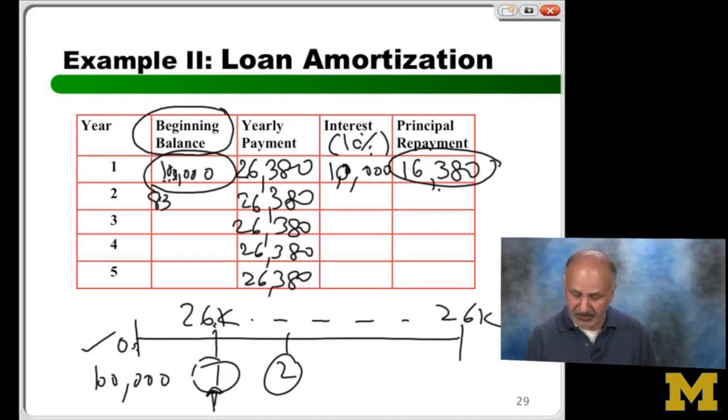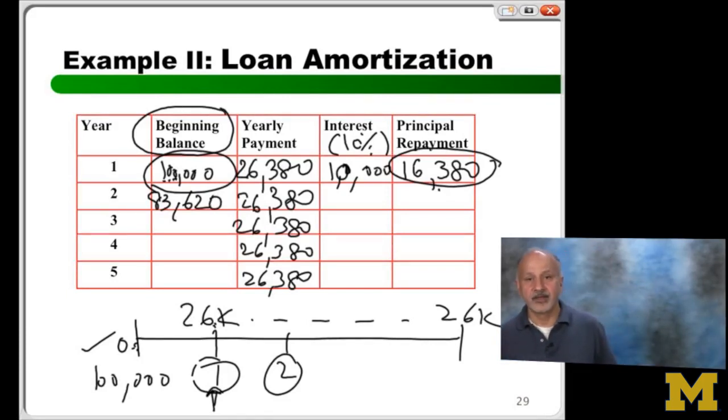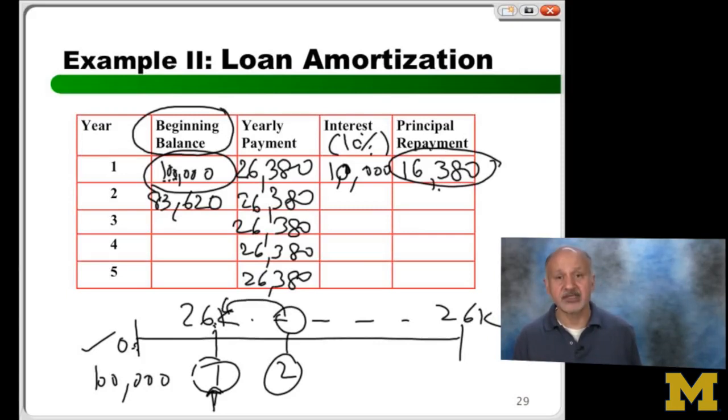Just to make sure I'm getting the numbers right. Everybody got it? So what has happened? I have lowered the amount I owe because I paid 26 and only 10,000 was the interest, right? Now at the end of the second year, what do I do? I again pay 26K. Now what is going to happen? Take a guess.